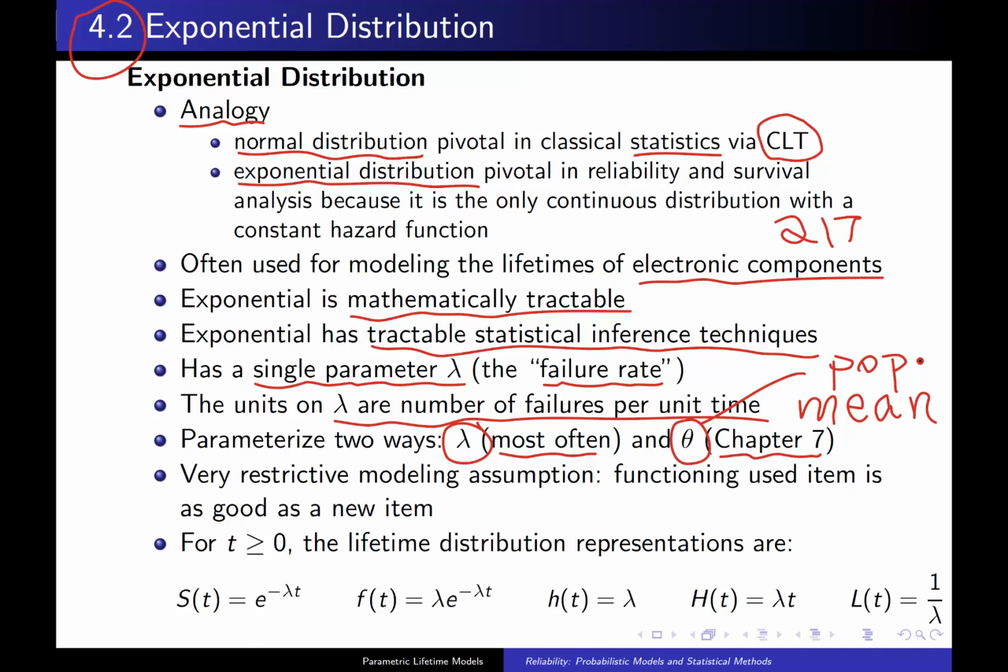Keep in mind that the exponential distribution has a very restrictive modeling assumption, and that modeling assumption is a functioning used item and a functioning new item have the same distribution for their times to failure. Finally, if t is greater than or equal to 0, here are the 5 lifetime distribution representations for the exponential distribution, and you'll notice that these are particularly mathematically tractable.